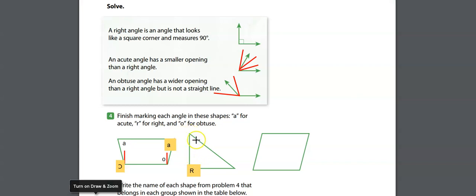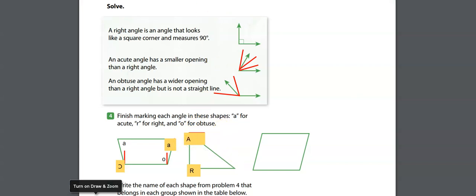Now let's look at my next corner. Now if I were to have a 90-degree angle in this corner, let's go ahead and draw what that 90-degree angle would look like. This will be a 90-degree angle. But I see that my angle is much less than 90 degrees. So I know that this is an acute angle. So I'm going to write A in this corner for acute.